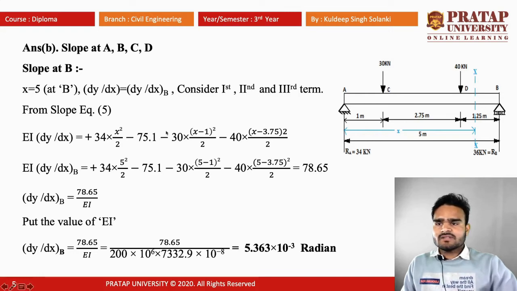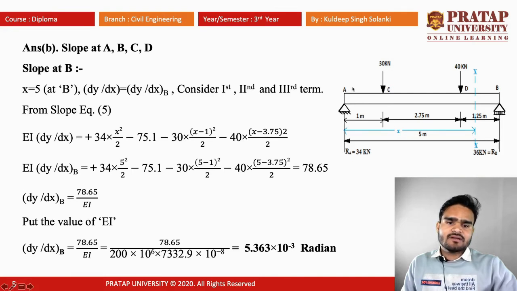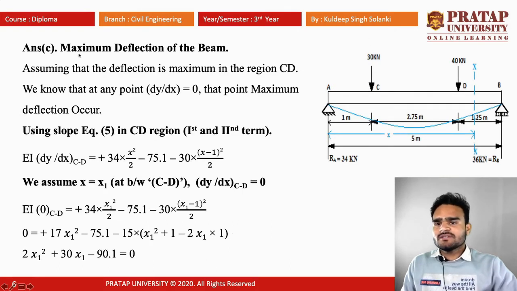So our second question is completed because we have calculated the value of slope at A, C, D and B. Our third question is the maximum deflection of the beam, and in this case we don't know where the maximum deflection is.